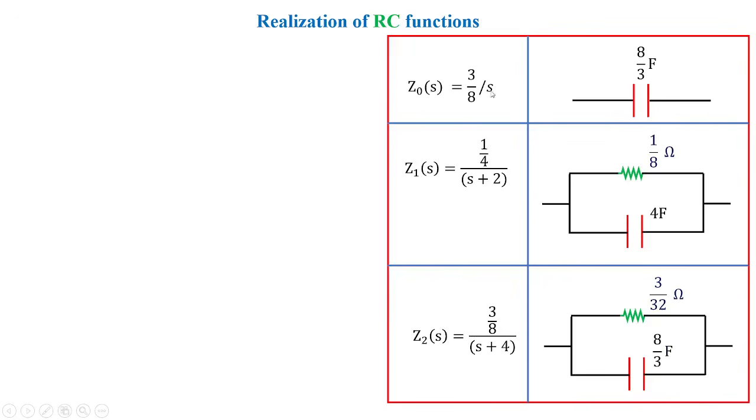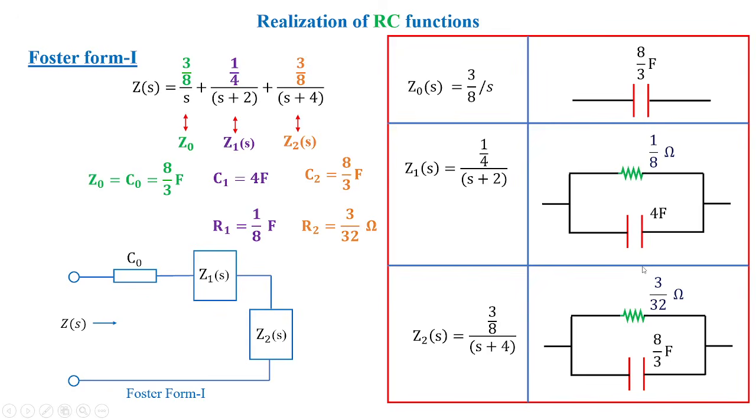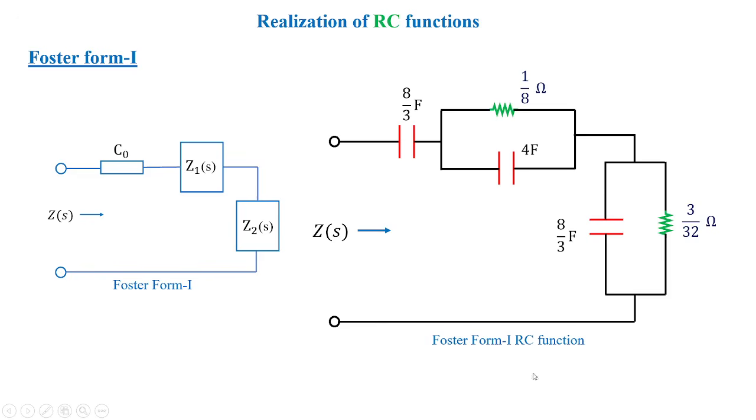Now framing the equations in a tabular column for easy understanding like this, and substituting the values of Z0(s), Z1(s) and Z2(s) with C1, R1, C2, R2, we can get the Foster form of the RC network for the given function, which is obtained to be in this form.